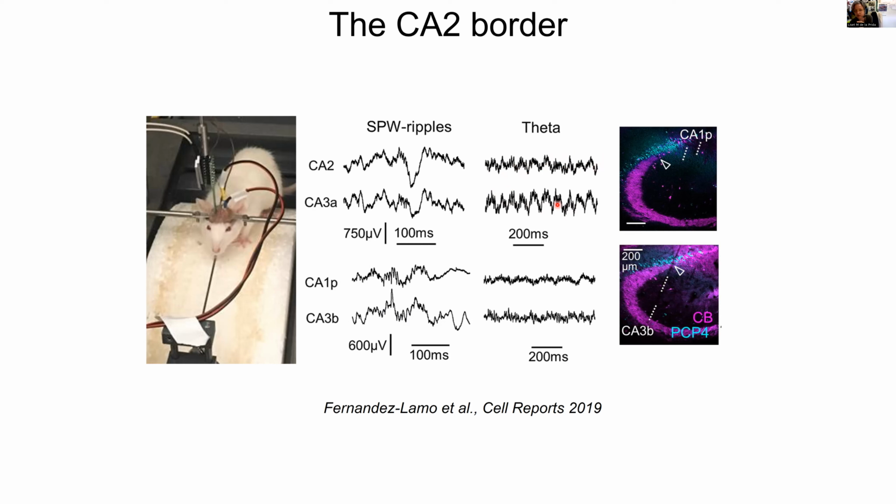So if you have a reference electrode in another region of the hippocampus, like for instance here, we have an electrode in CA3a, and we have an electrode going through the border with CA2. So you see that there is a difference in the amplitude of theta that indicates that you are around the region. This is another example of another penetration going precisely through the CA2 region.